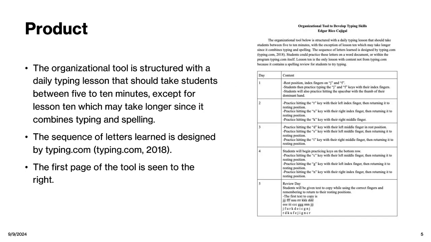The product. The organizational tool is structured with a daily typing lesson that should take students between 5 to 10 minutes, except for lesson 10, which may take longer since it combines typing and spelling. The sequence of letters learned is designed by typing.com, which is referenced here. The first page of the tool is seen to the right. If we look here, you can see a title and a brief description along with the days on the left and actual content on the right. The content describes the letters and where the fingers should go with each letter.